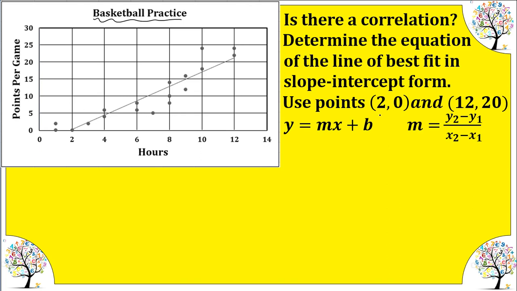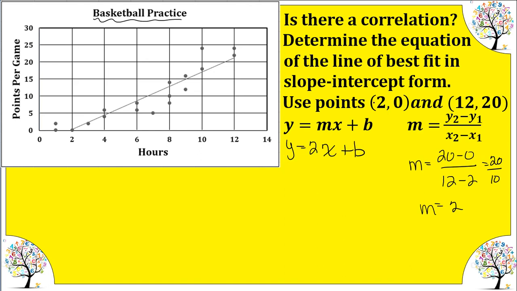They are giving us (2, 0) and (12, 20). So let's go ahead and find the slope. We have y2 minus y1 over x2 minus x1. This gives us 20 over 10, which gives us a slope of 2. So we have y equals 2x plus b. Now we don't have the y-intercept. This ordered pair is the x-intercept. It is not the y-intercept.